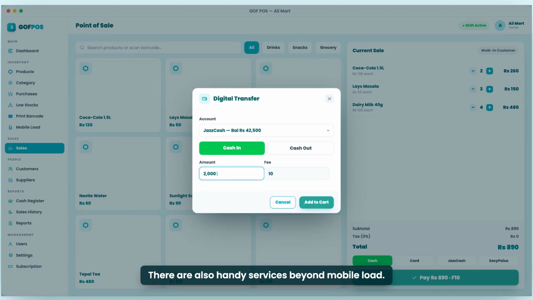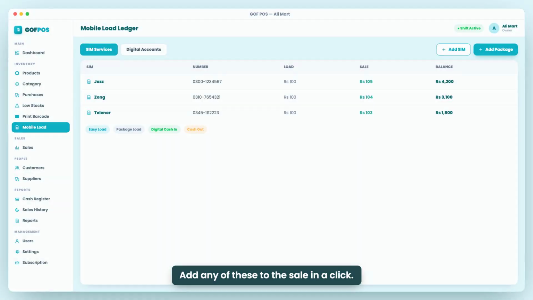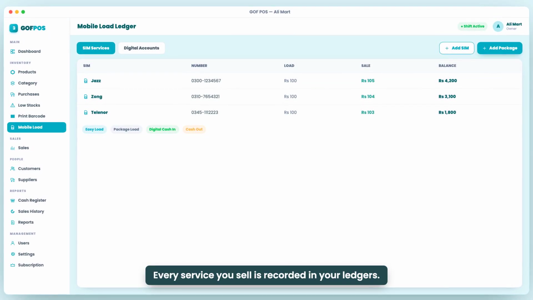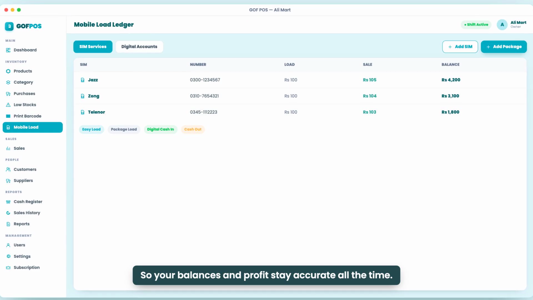There are also handy services beyond mobile load. Charge for a bag, delivery, installation, or repair. Add any of these to the sale in a click. Every service you sell is recorded in your ledgers, so your balances and profits stay accurate all the time.